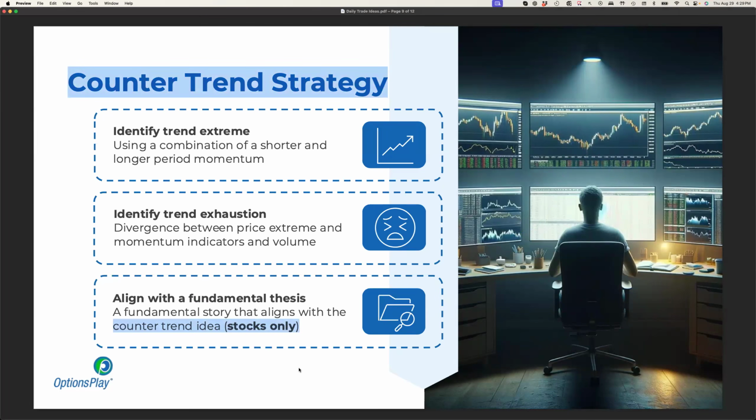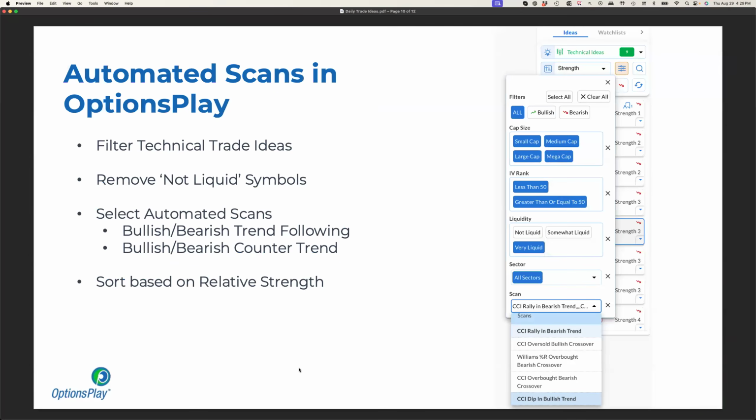Okay, perfect. So let's take a look at the automated scans that are built into OptionsPlay to help you find these specific types of bullish and bearish trend following and counter trend ideas.